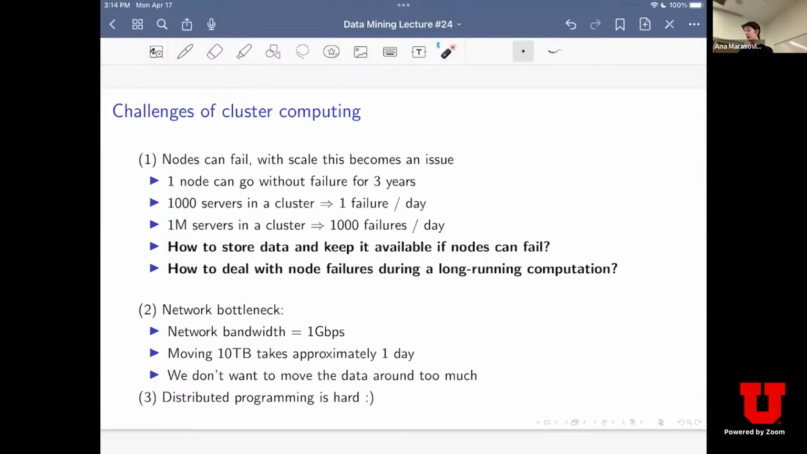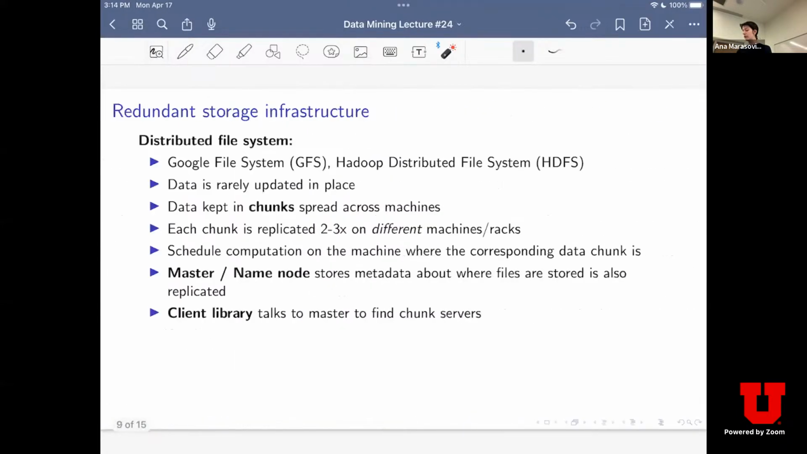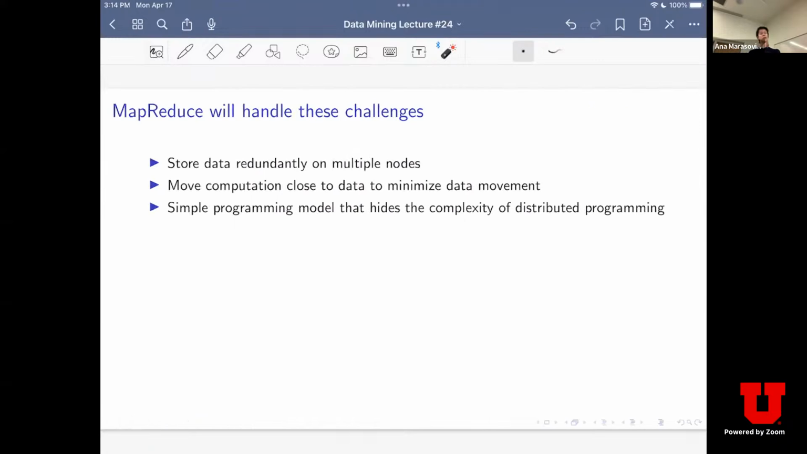MapReduce will take care of all these three challenges. We are going to store the data redundantly on multiple nodes. So if one node fails, we won't lose all of our data because we have replicas of our data across many nodes.